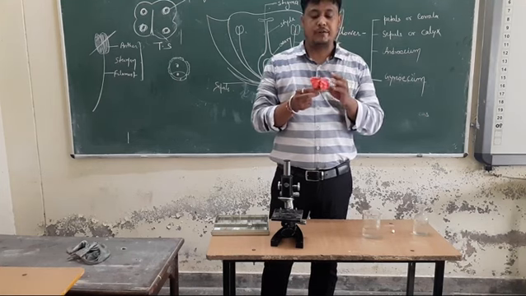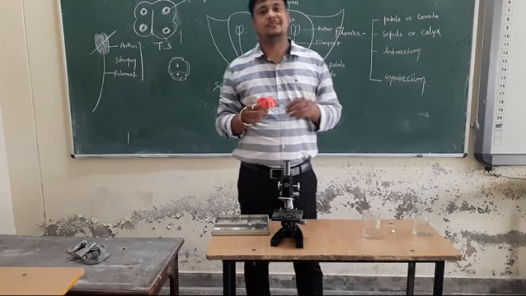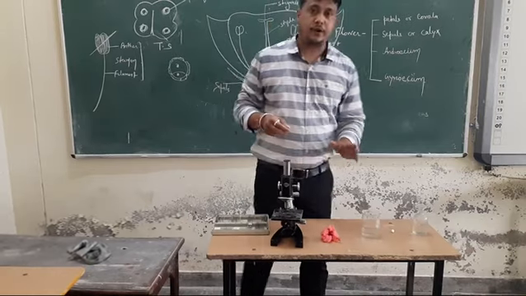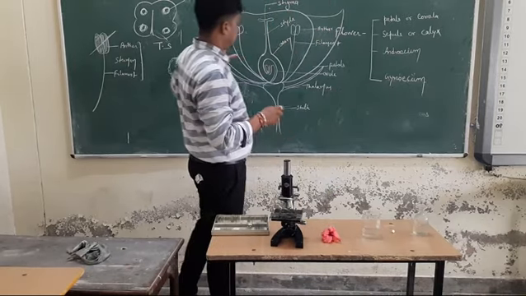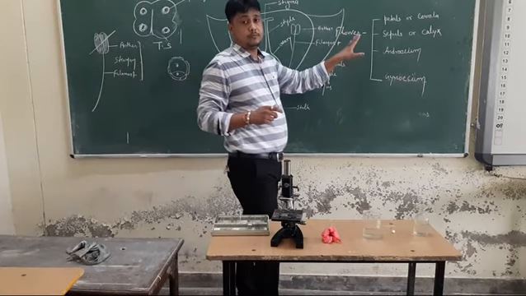The flower is the reproductive part. Basically, flowering plants are the plants that produce flowers. First of all, we will study the parts of the flower. Flowers basically have four important parts.